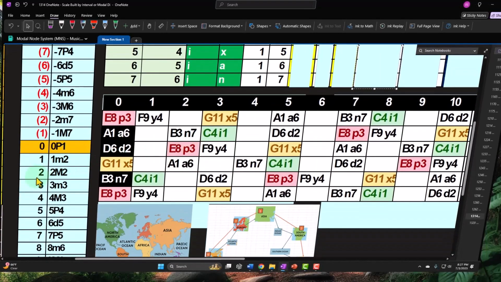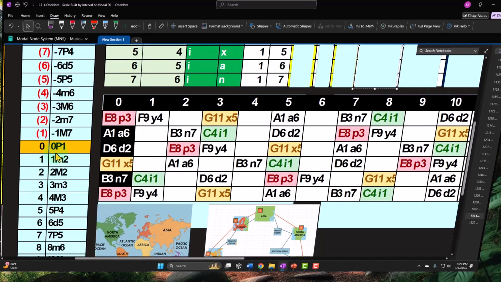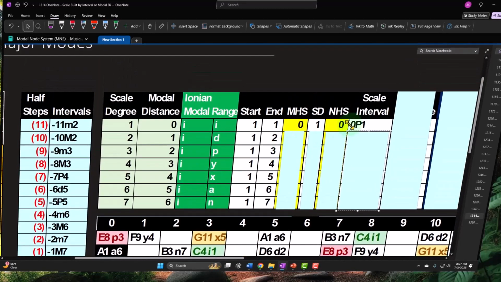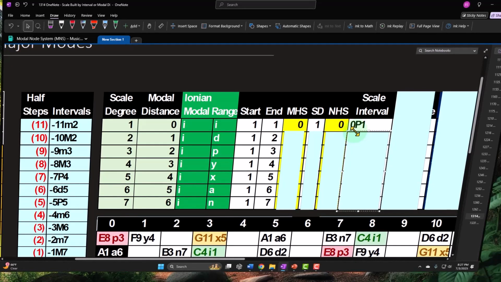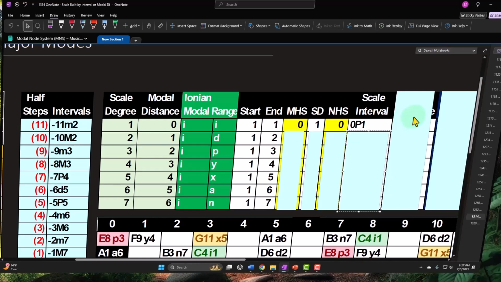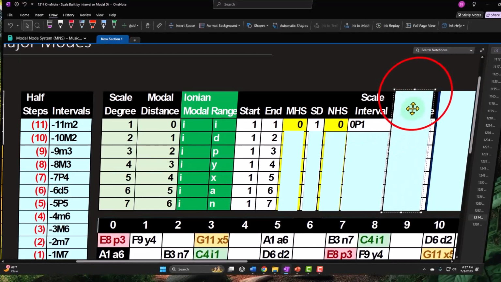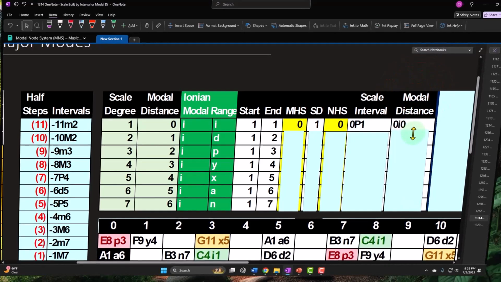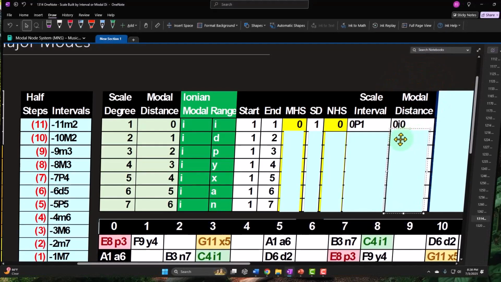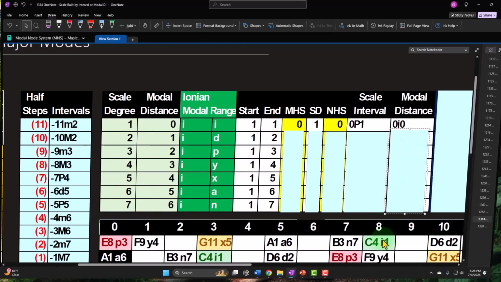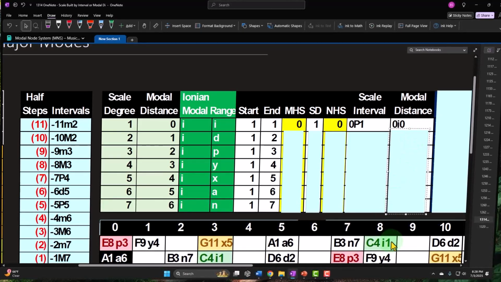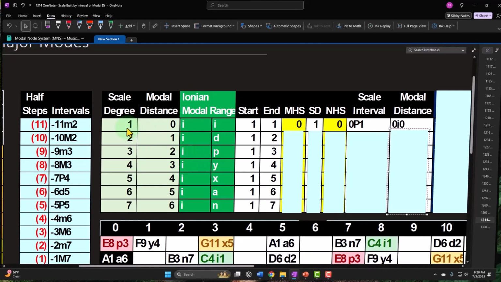Why? Because we just named the convention over here. 0 note away is a perfect first. Remembering that the 1 represents the scale degree, and the 0 I am adding. Most people don't say it, but you have to know it because that's the important thing, right? It's 0 notes away that is really the important thing. The P is not important. If you add the 0, you can drop the P. Okay, and then the modal distance I would like to say is a 0 note away from the Ionian node, 0th modal half step, which would be the first scale degree.